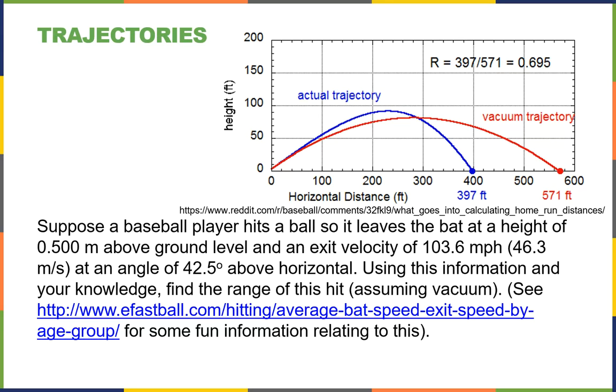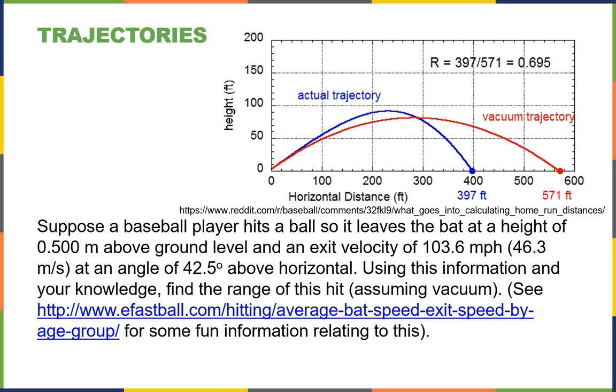No air, not error. So I have, assuming that you have an exit velocity of 103.6 miles per hour. Where did I get 103.6 miles per hour? That, actually, I think it was in 2013 or something, was the average speed of the ball coming off of the bat of a Major League Baseball player. So I just took the average speed the ball comes off the bat for a Major League Baseball player.